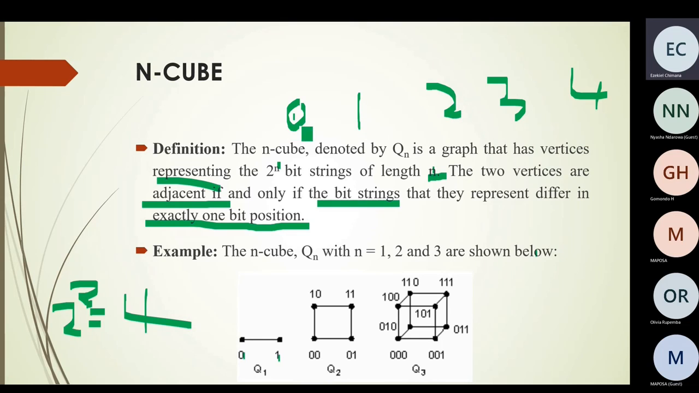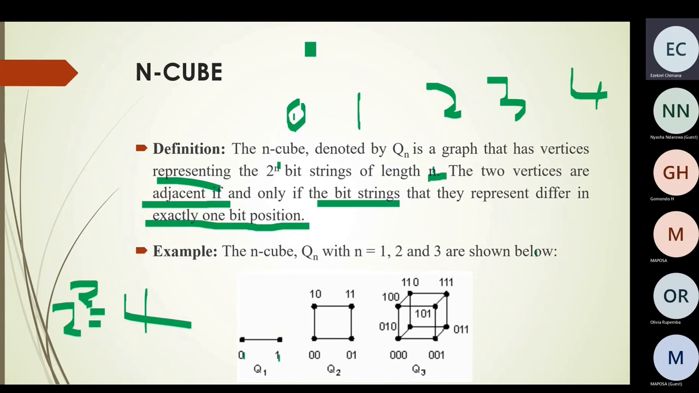So you need 0 in binary, 1 in binary, 2 in binary, 3 in binary. So we'll be talking about bit strings. We need to convert these numbers to binary, and they must also be of length 2.